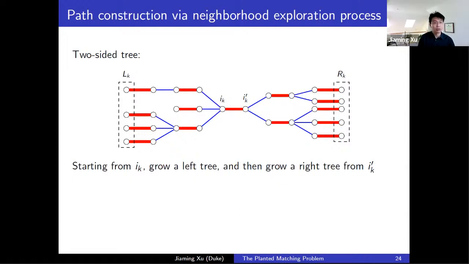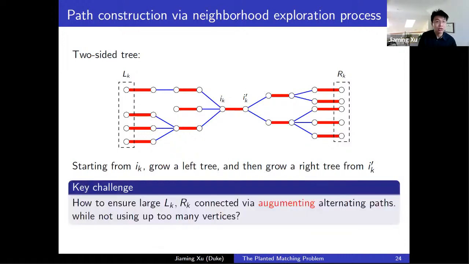You do this local exploration process to construct this two-sided tree. But here there's a challenge. It's a very subtle but key challenge: there are three things I want to have. I want a large LK and RK, because eventually that will help me connect them using Weiss sprinkling. I also want the paths to be augmenting, in the sense that the log likelihood weights of the blue edges exceed the log likelihood weights of the red edges. And I also don't want to use too many vertices in this construction, because after finding one such two-sided tree, I'm going to delete it in the graph.